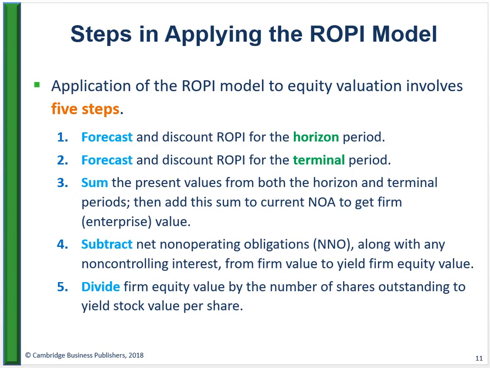We're going to subtract the net operating obligations along with any non-controlling interest from the firm value, exactly like we do in a discounted cash flow analysis. And then we're going to divide firm equity value by the number of shares outstanding to yield a value per share. And again, steps 4 and 5 there are identical to a discounted cash flow analysis.